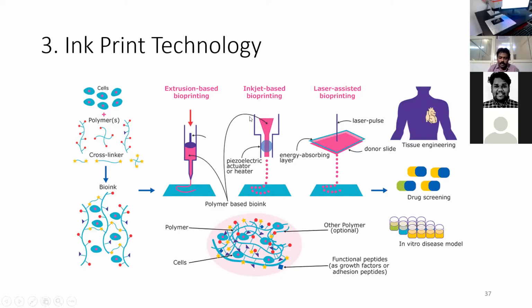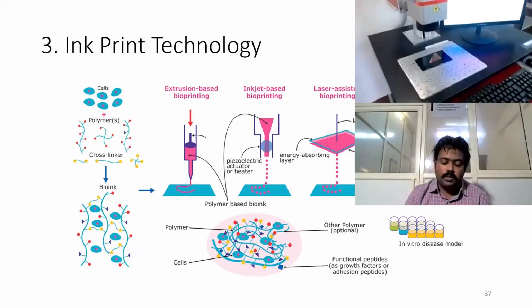And inkjet printing means it is working with piezoelectric actuators. So piezoelectric, you know, according to the frequency given, the pressure will be applied on the piezoelectric material. So it will generate vibration, simply we can say, for a resonant frequency. According to the pressure given, the ink will be dropped onto the substrate. It may be a polymer based ink we are using. So that is easily controllable.